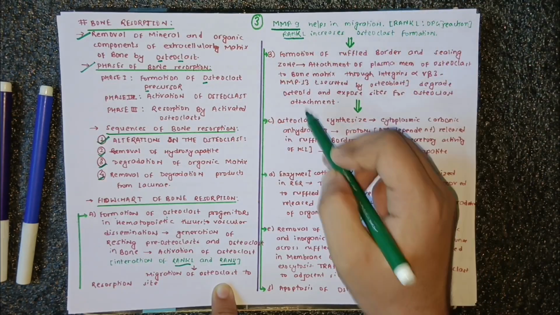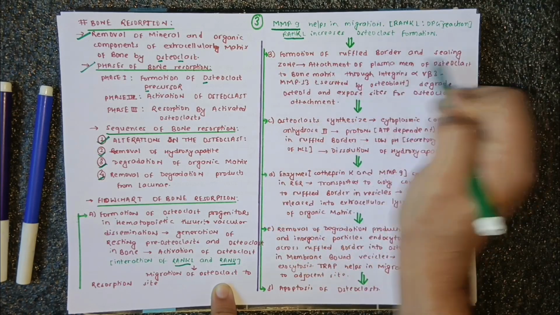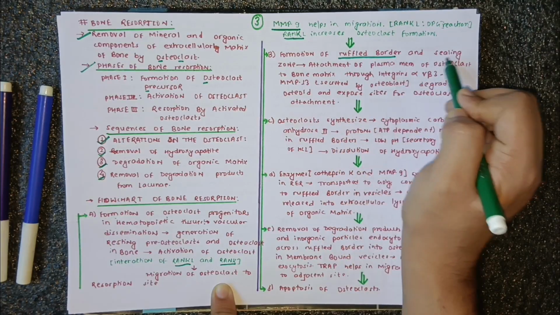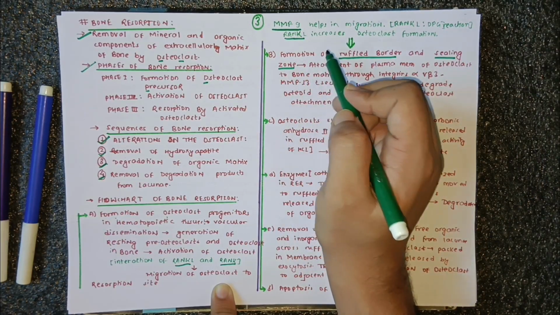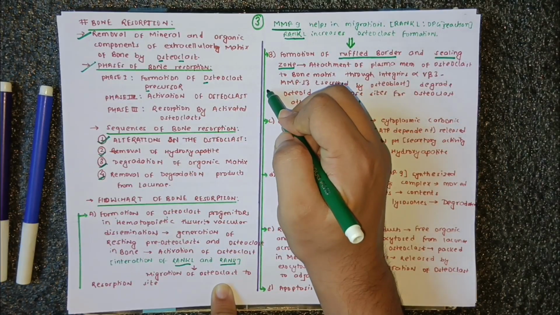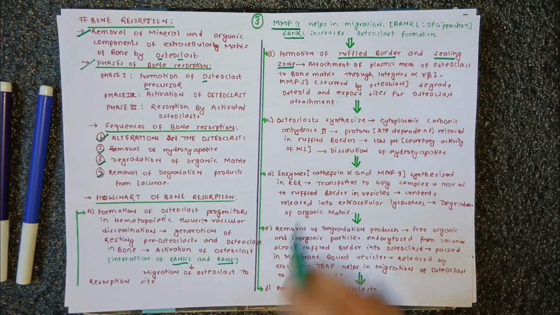After that, in the next point, point B, is the formation of the ruffle border and the sealing zone. There are two structures formed, one is the ruffle border, another is the sealing zone. After the first step, this ruffle border, as I have shown in the previous video, I will also show here.